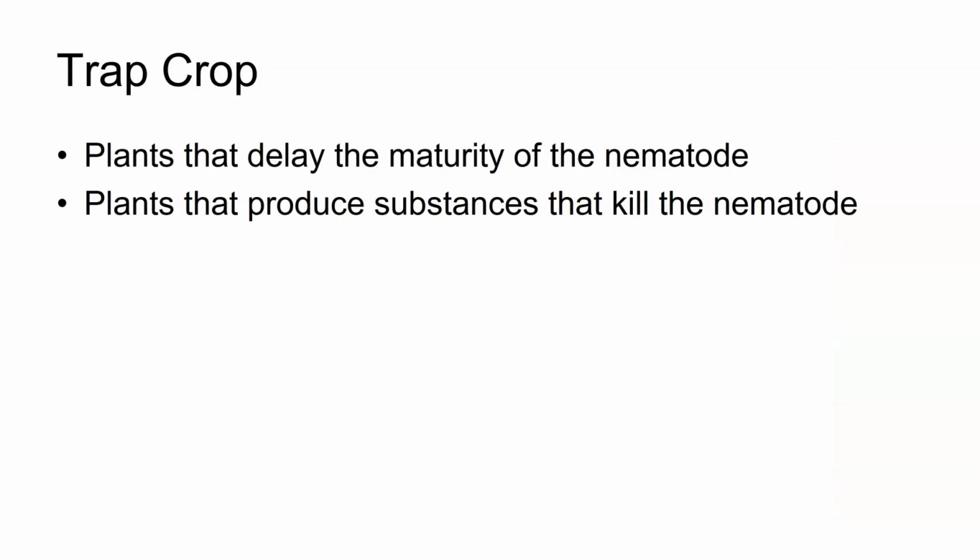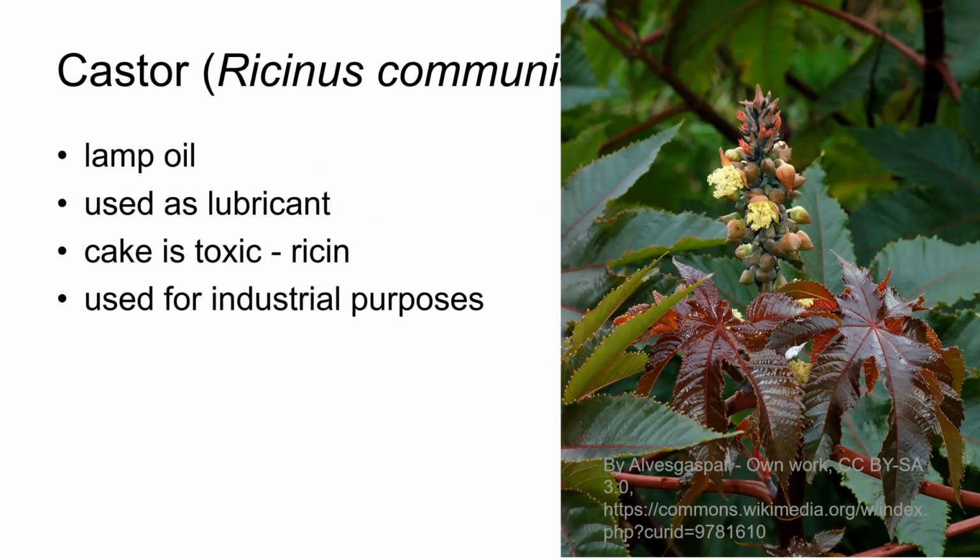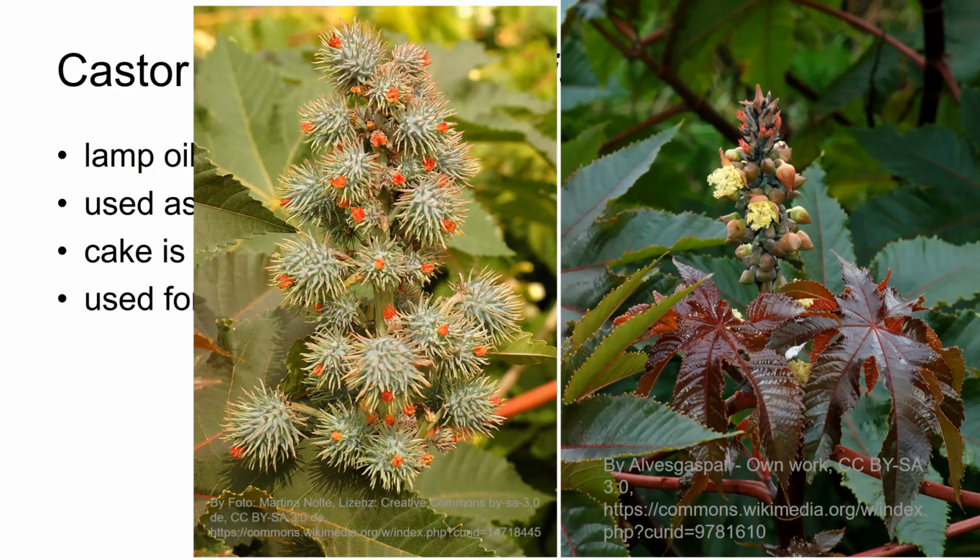Another method is using a trap crop. These are plants that are susceptible to the nematode, but that produce substances that either keep the nematode from maturing properly, or that produce chemicals that are able to kill the nematode. Castor bean produces a toxin that can kill nematodes. The plants are planted in an area, and this will help reduce nematode populations.